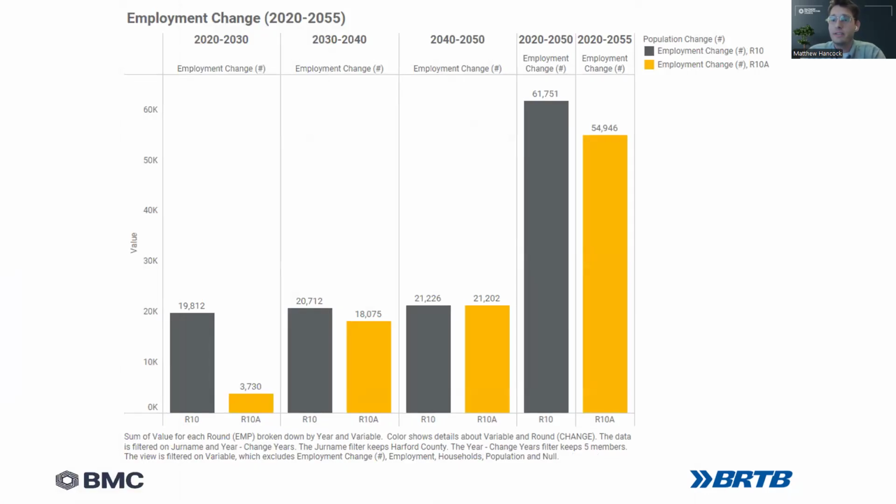And for employment, you'll see Harford County is showing, again, those downward revisions, the largest being experienced between 2020 to 2030, leveling out or closer to leveling out around 2030 to 2040, and then relatively identical in that 2040 to 2050 forecast frame.